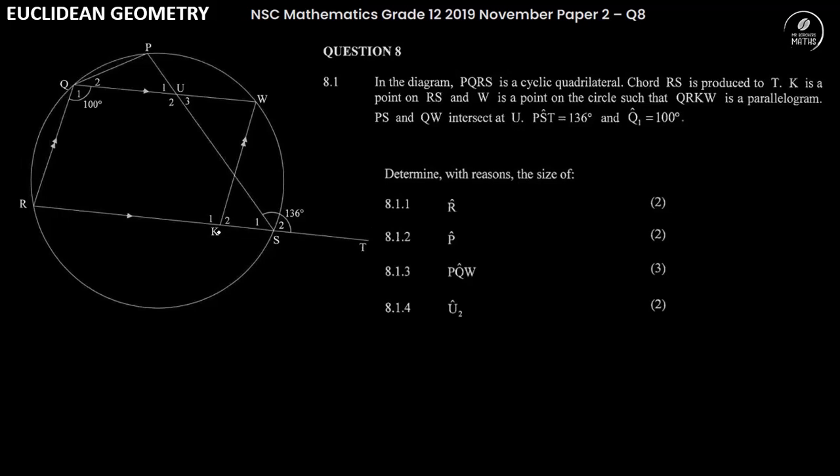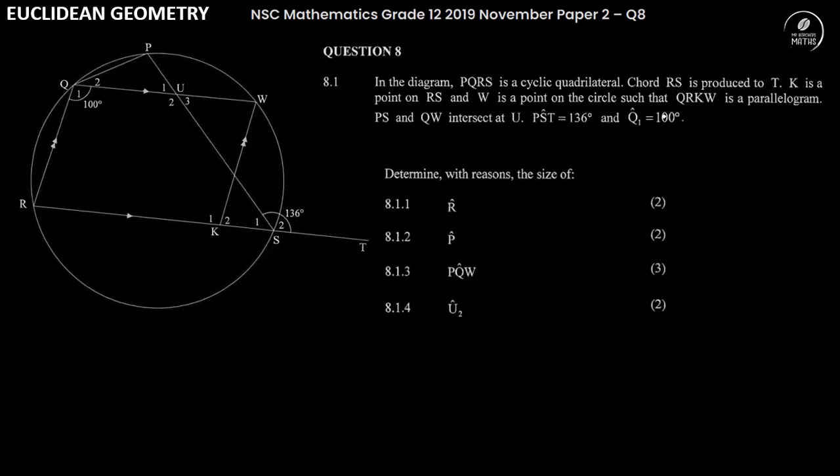K is a point on RS and W is a point on the circle, such that QRKW is a parallelogram. As soon as we see that parallelogram, all the properties of a parallelogram should come to mind because they'll be helpful in this question. PS and QW intersect at U, and angle PST is equal to 136, and angle Q1 is equal to 100.